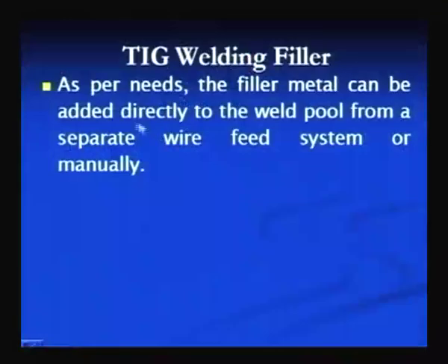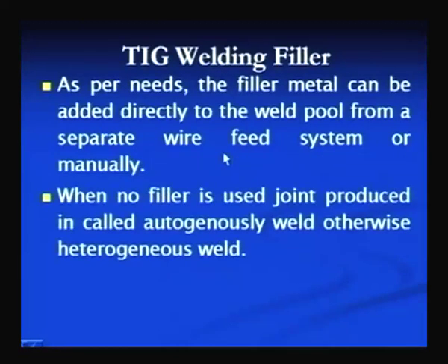And filler metals are used only when somewhat thicker sheets are to be used. Thick filler metals will be provided either manually or automatically. It depends upon how much volume of the material is to be deposited through the filler metal. As per needs, filler metal can be added directly into the weld pool from a separate wire feed system, or it can be done manually.